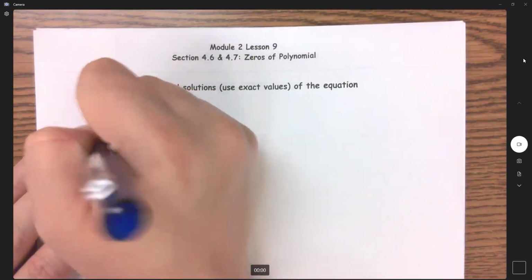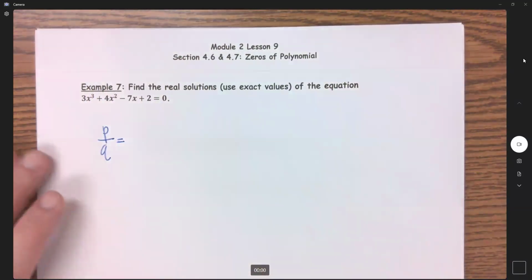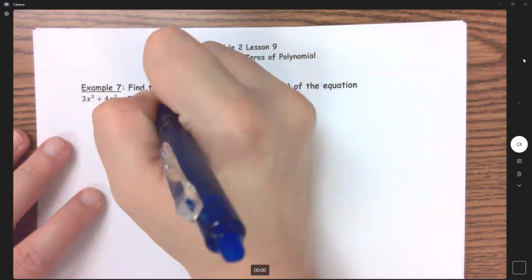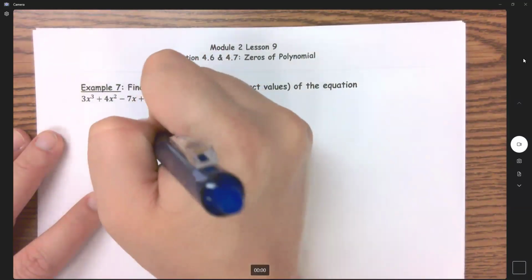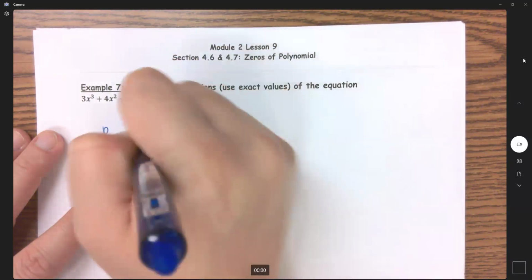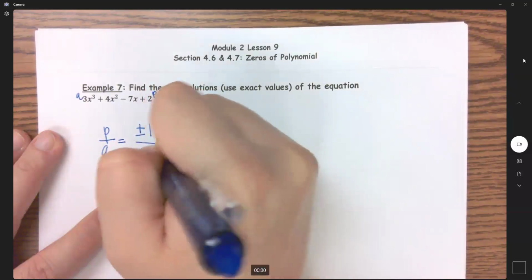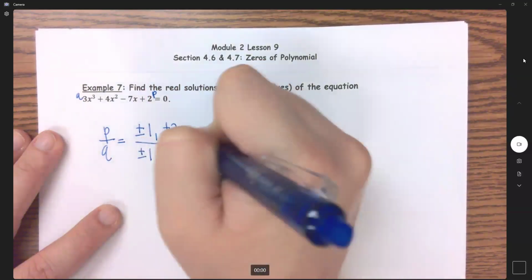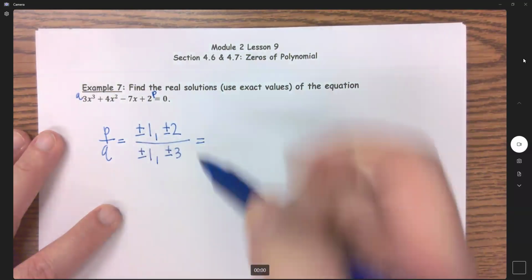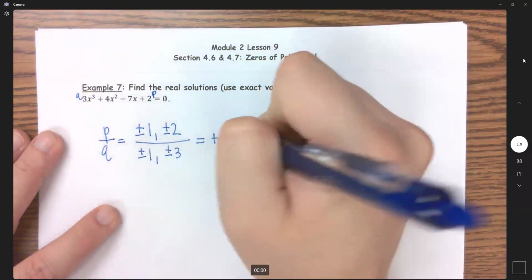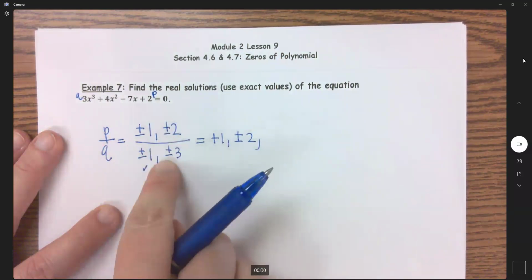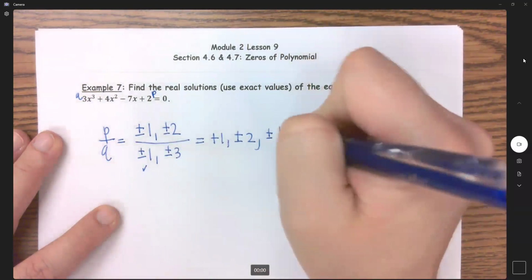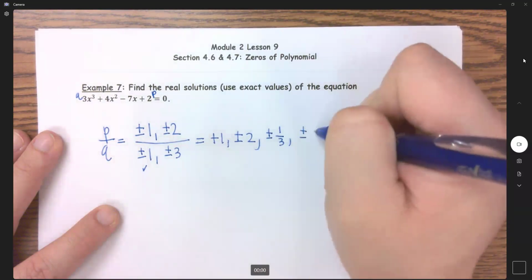I need to determine my P over Q. So my P here is 2. My factors of 2 are plus or minus 1 and plus or minus 2. My Q is 3. So this is plus or minus 1 and plus or minus 3. So divide everything on the top by 1, and we get plus or minus 1, plus or minus 2. Now divide everything on the top by 3, and we get plus or minus 1/3 and plus or minus 2/3.